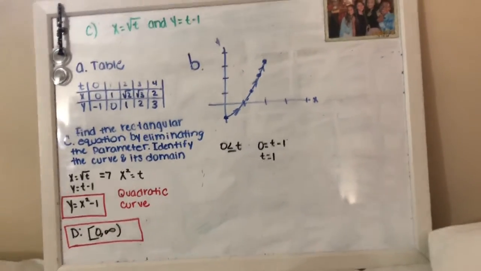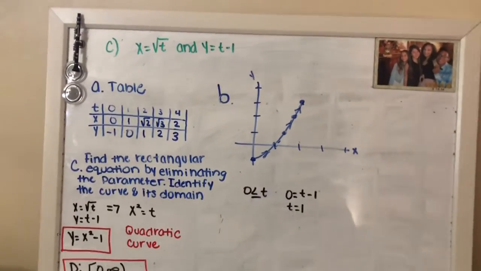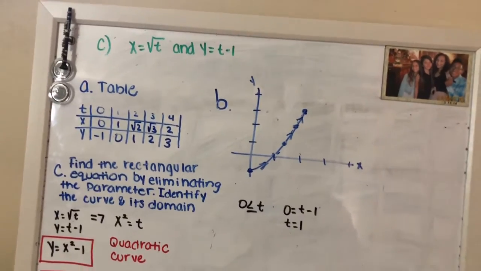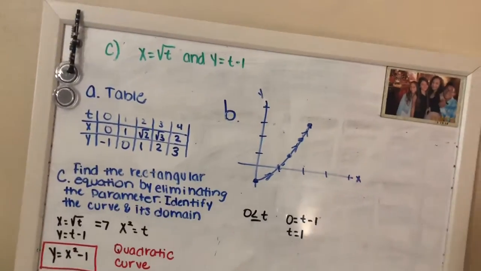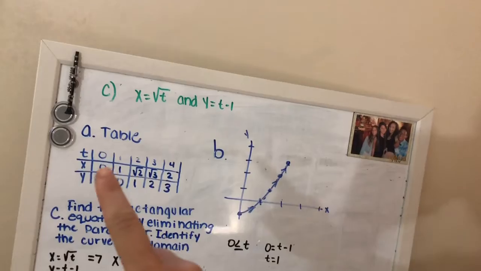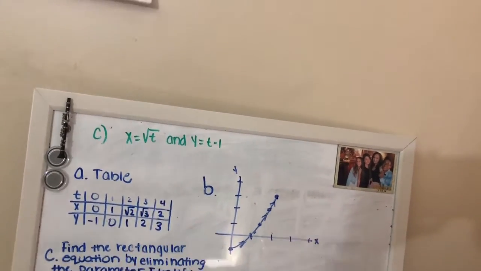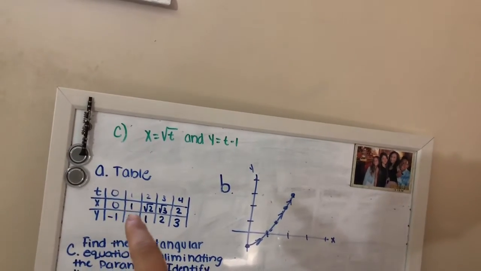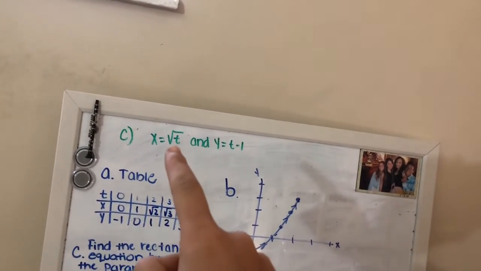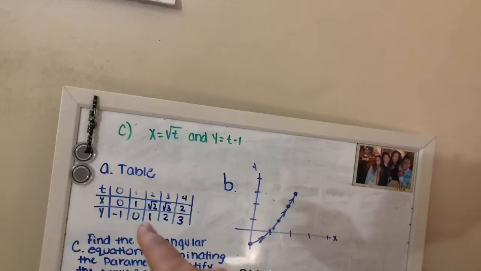So the first thing we're supposed to do is set up a table with these points for the x and y where it gives us the t values. So to do that, it's simple. Where it says t equals 0, I plug it in where x is. So x equals square root of 0. So obviously x equals 0. Same thing for 1. t equals 1, square root of 1, x equals 1.